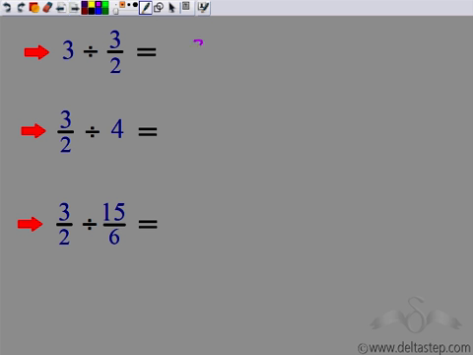Very easy. Write the first number as it is, convert division to multiplication, reciprocate this. This would be 2 by 3. 3 gets cancelled. Answer is 2 here. Let's look at the second one. The first number as it is, convert division to multiplication, reciprocate the second number, 1 by 4. This gives me 1 3 is a 3, 2 4 is a 8. 3 by 8.